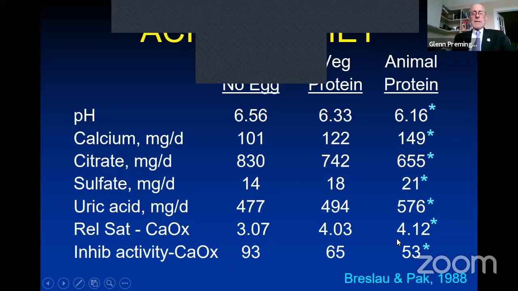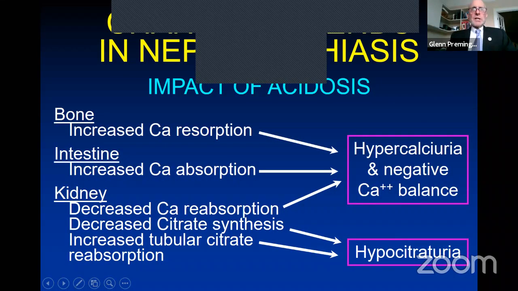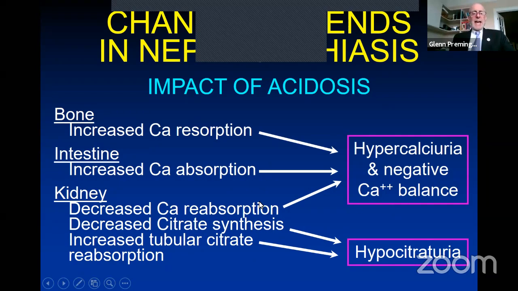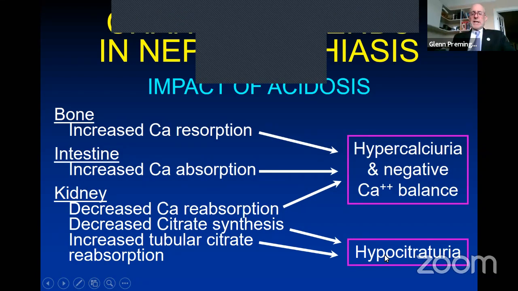stone disease. So it's important to remember that acidosis due to a high animal protein diet, or patients that have other conditions which can increase the acid load within the body, has significant impacts on bone, intestine, and kidney to increase the risk for kidney stones. Acidosis will cause hypercalciuria and a negative calcium balance, and acidosis will decrease urinary citrate synthesis and increase tubular reabsorption of citrate, both increasing the risk of hypocitraturia. So hypercalciuria and hypocitraturia are the two major risk factors for recurrent calcium oxalate stone disease.